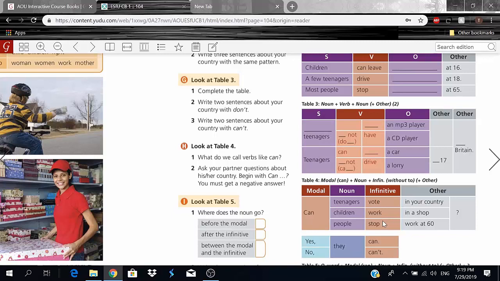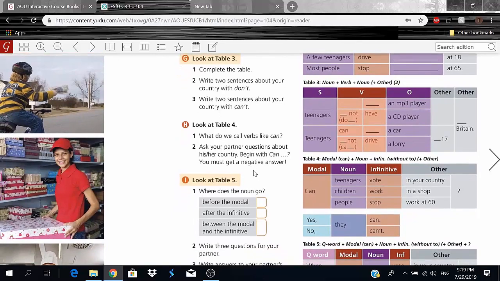Okay? So here we have now, what does he want exactly? Ask your partner questions about his or her country. So let's say, for example, if I want to ask you guys a question, I could say, can kids stop going to school in your country? Or can teenagers drive in your country? Can you chew gum in your country?